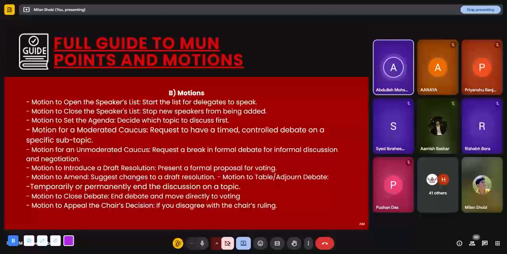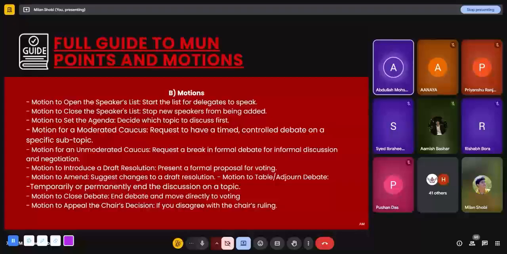Secondly comes motion to close the speakers list. It stops new people from being added to the list of speakers. For example, motion to close the general speakers list. This means we will now move toward ending debate, or starting voting after the current speakers finish.